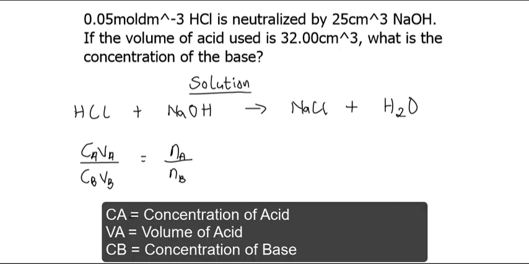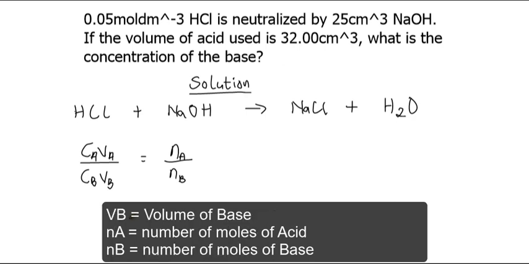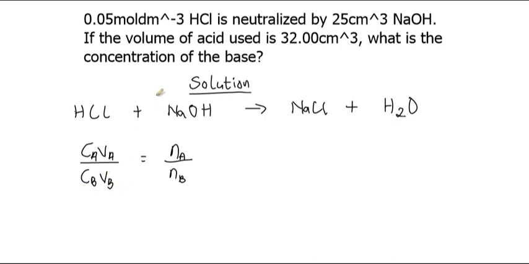Here Ca is the concentration of the acid, Va is the volume of acid used, Cb is the concentration of the base, Vb is the volume of the base used, while Na and Nb are the number of moles of the acid and base respectively. Ca, Va, Cb, Vb are usually gotten from the question given, while Na and Nb are usually gotten from the equation, and they are the coefficients of the acid and base present. So let's continue. We've written out the formula we want to use. The next thing to do now is to write out the given values.